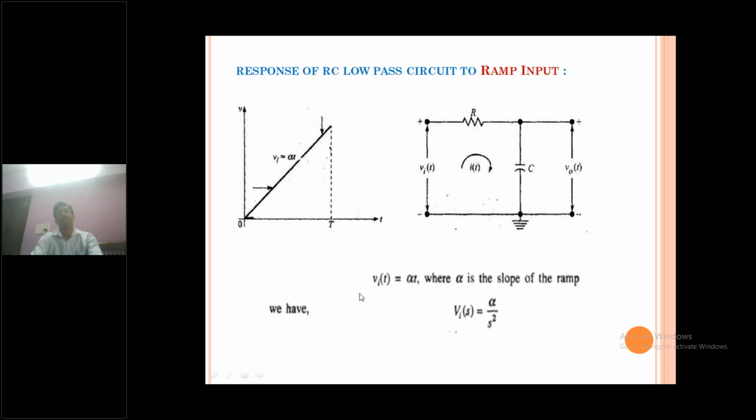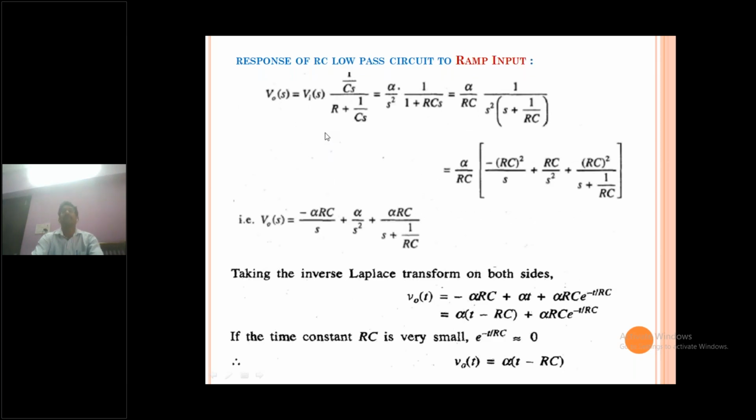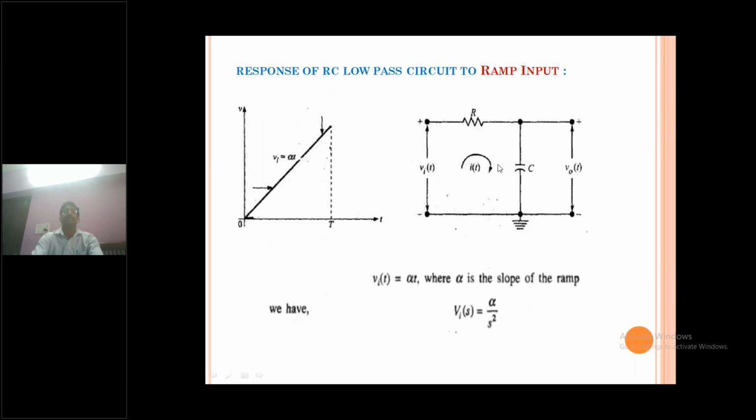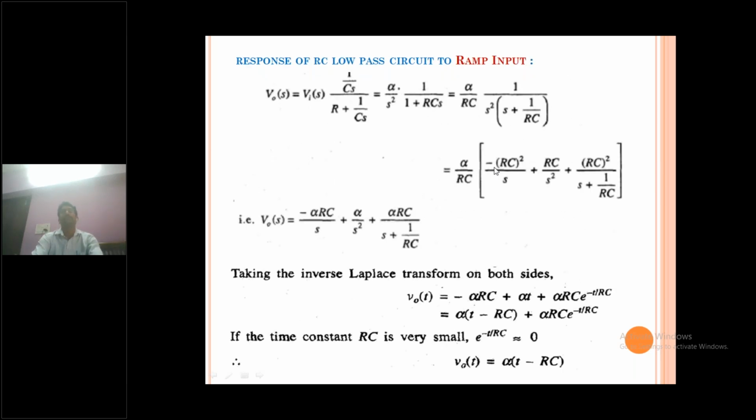Now applying the Laplace transform, we know that Laplace of 1 equal to 1 by s, and Laplace of t equal to 1 by s square. So V_A of s equal to alpha by s square. Now find the output voltage or gain. V naught of s equal to V_A of s into the output impedance. Output impedance means across the capacitor. Across the capacitor, the reactance formula is 1 by j omega c, that means 1 by sc, with s equal to j omega.